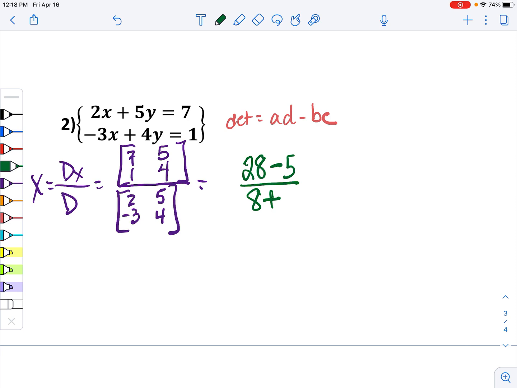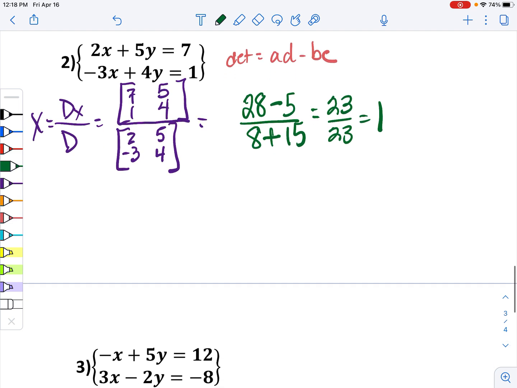Is that a negative 3 on the bottom? Yeah, so it's plus 15. 28 minus 5 is 23, 8 plus 15 is 23, so my x is 1. Okay, I'm going to do the same thing here with my y.